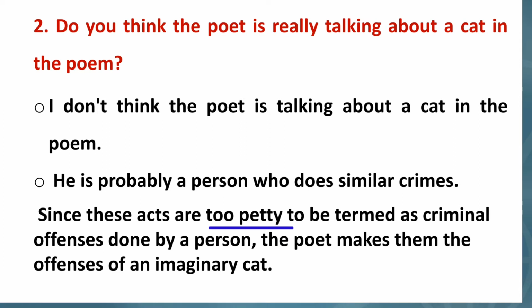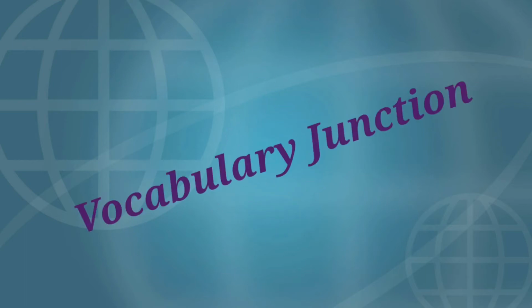Like the same thing. Since these acts are too petty to be termed criminal offenses done by a person, the poet makes them the offenses of an imaginary cat. In order to make a satire only, he cannot directly tell the society, so these things are not criminal offenses. So in order to strengthen his point, he used an imaginary character. Finally, he conveyed his point. So far we have learnt about the question and answer of the poem Macavity, and now let's move to the next part, vocabulary junction.